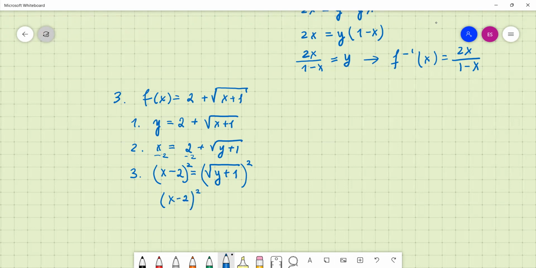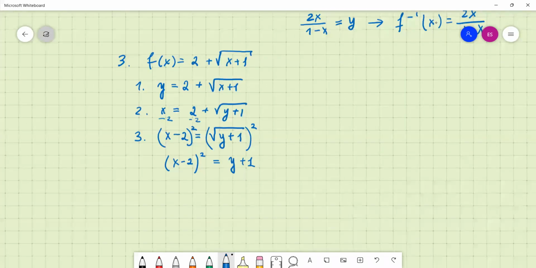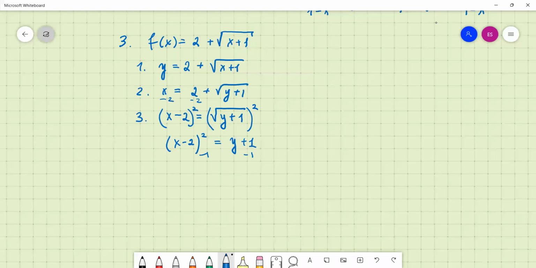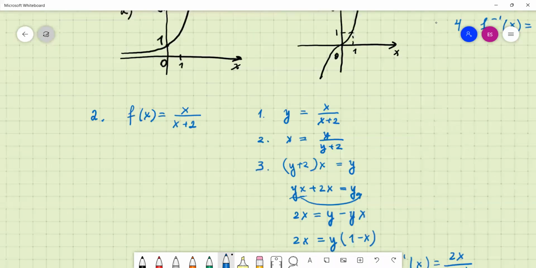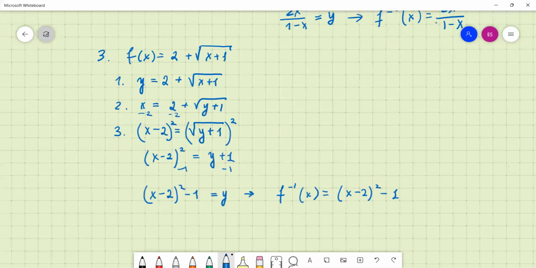Sometimes when I copy something, I change minus to plus. Please watch my work. Here we are going to have y plus 1. And the last step is to subtract 1 from both sides. So x minus 2 squared minus 1 equals y. And that's going to be my f inverse: x minus 2 squared minus 1. Okay, so we solved the first 3 problems.